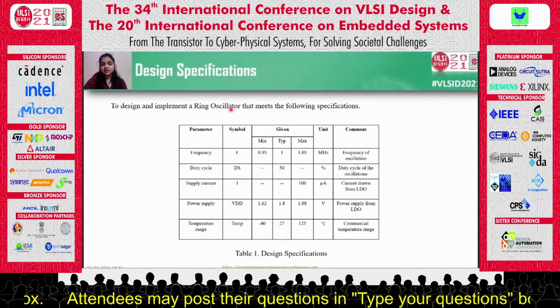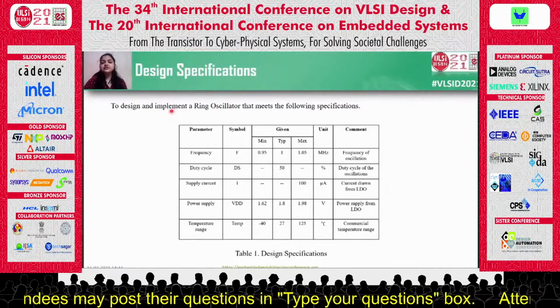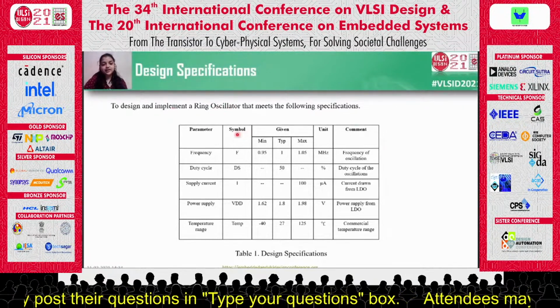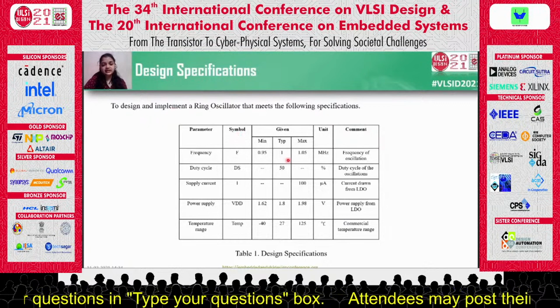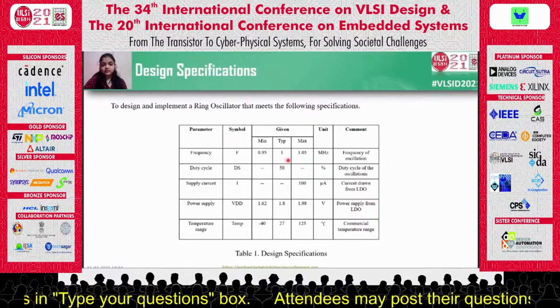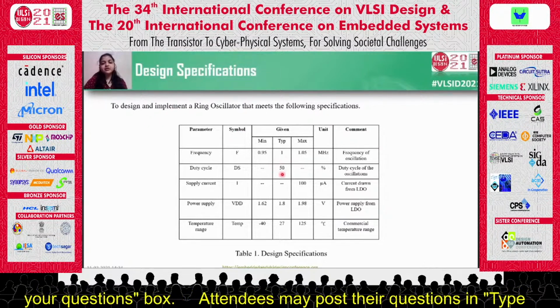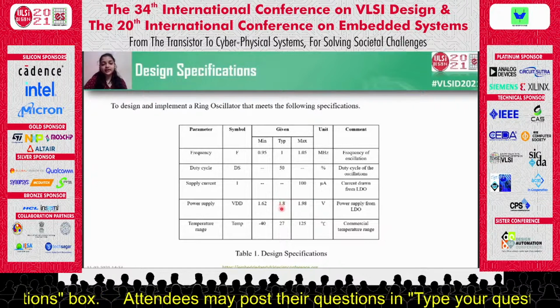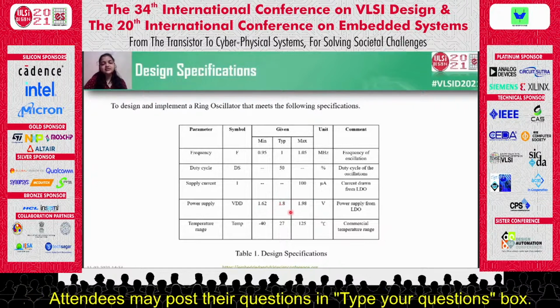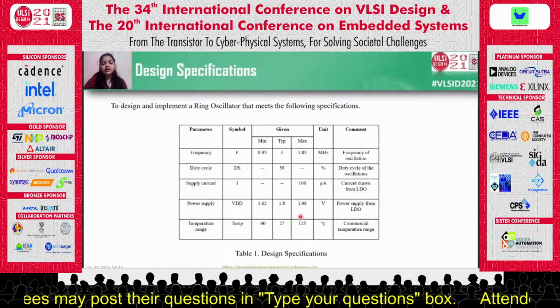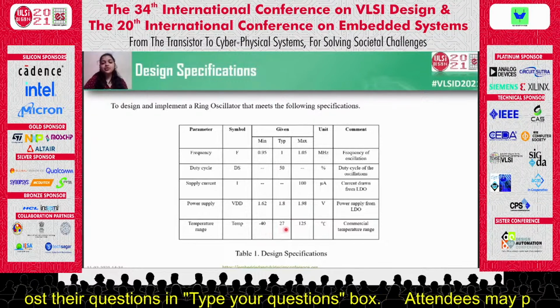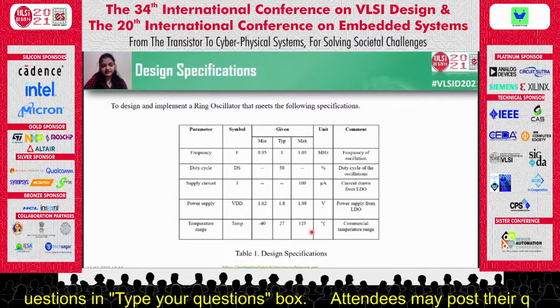We had to design and implement a ring oscillator that meets the following specifications. We had to meet the frequency of 1 megahertz and 50% of duty cycle at 1.8 volt supply voltage with plus or minus 10% variation in supply for a temperature range of minus 40 degrees Celsius to 125 degrees Celsius.